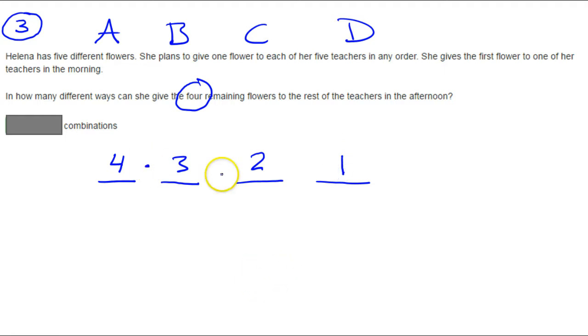So if I multiply all these out, that should give me the total number of ways this could have gone. So 4 times 3 times 2 times 1. 4 times 3 is 12. 12 times 2 is 24. Times 1 is still 24. So that's 24 combinations. Kabam!